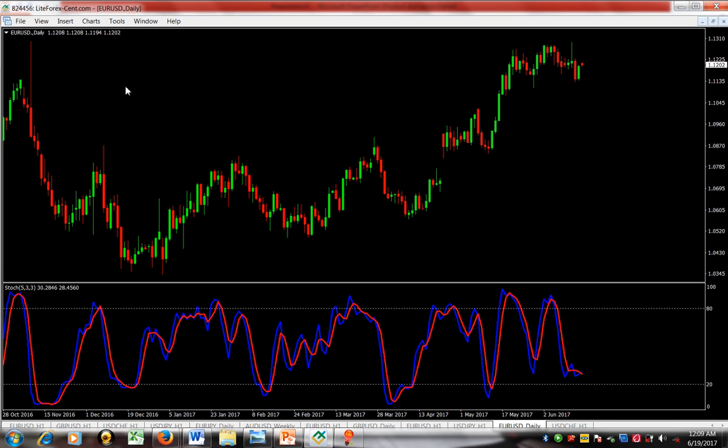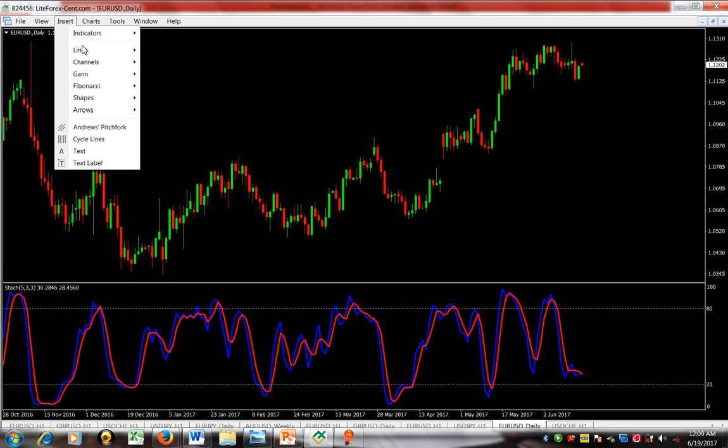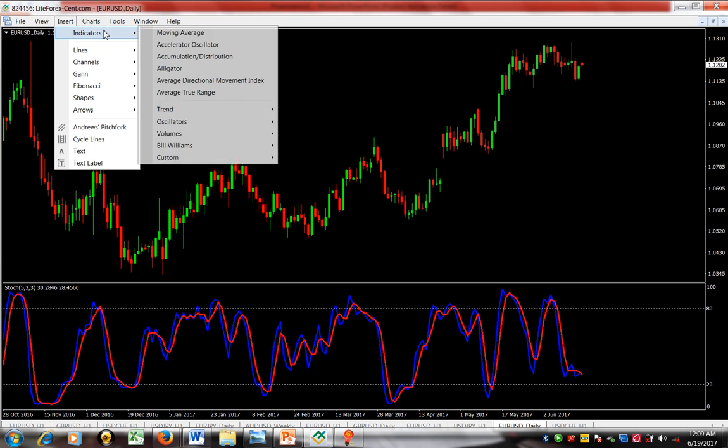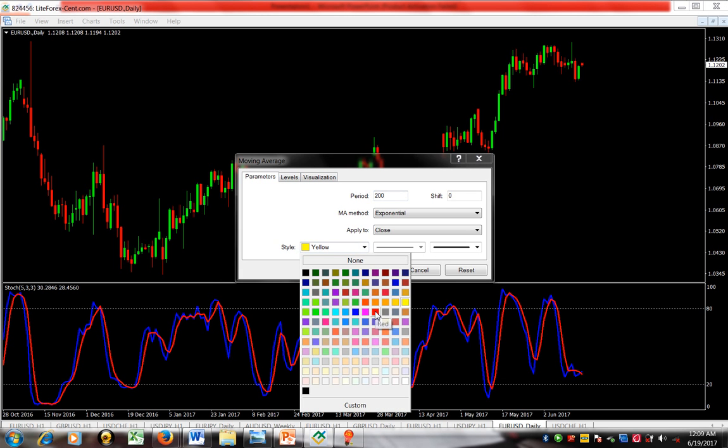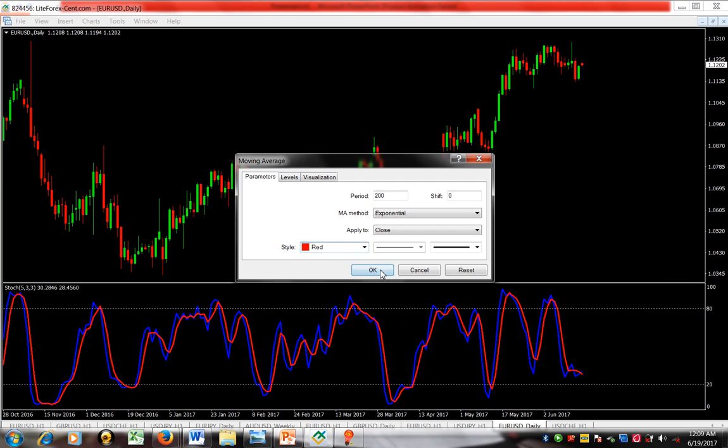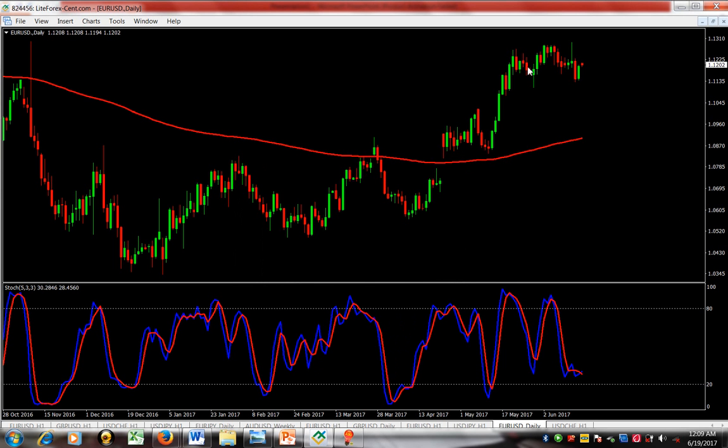We can easily determine an uptrend by using the moving average indicator. We set the 200-day moving average. Let me give it color red. Now we can see that the price is moving above this moving average, so that is clearly an uptrend. That's one of the ways of determining the trend that is in vogue.